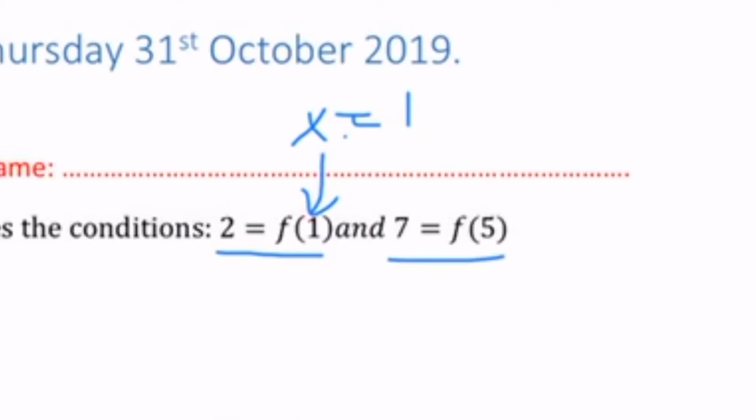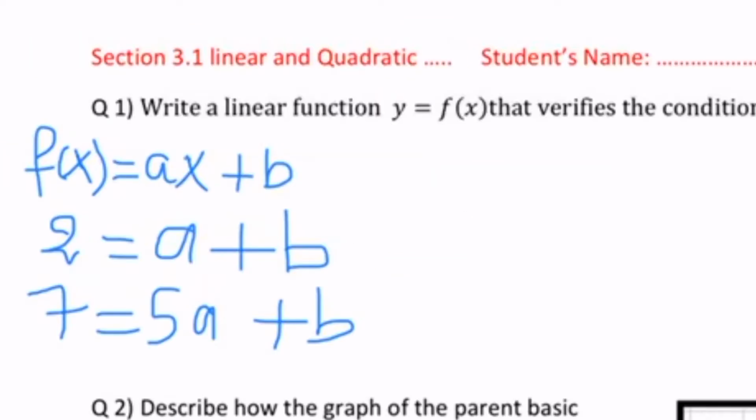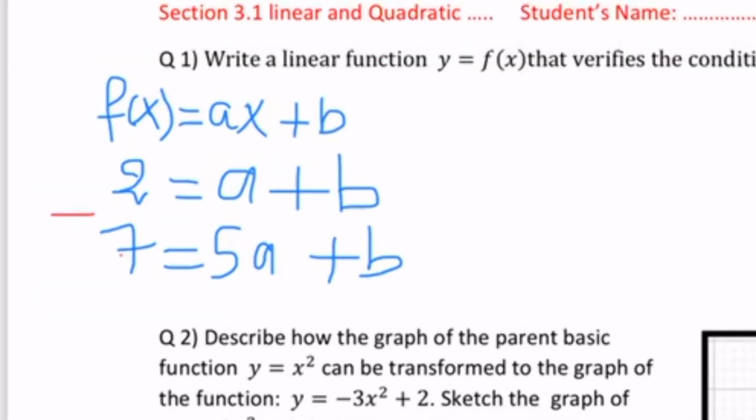Now use the second piece of information. f of x is 7 and x is 5, so you get 5a plus b. Now we solve the system of two equations by elimination. By subtraction, 7 minus 2 gives 5, and 5a minus a gives 4a. And b minus b is 0, so b cancels.